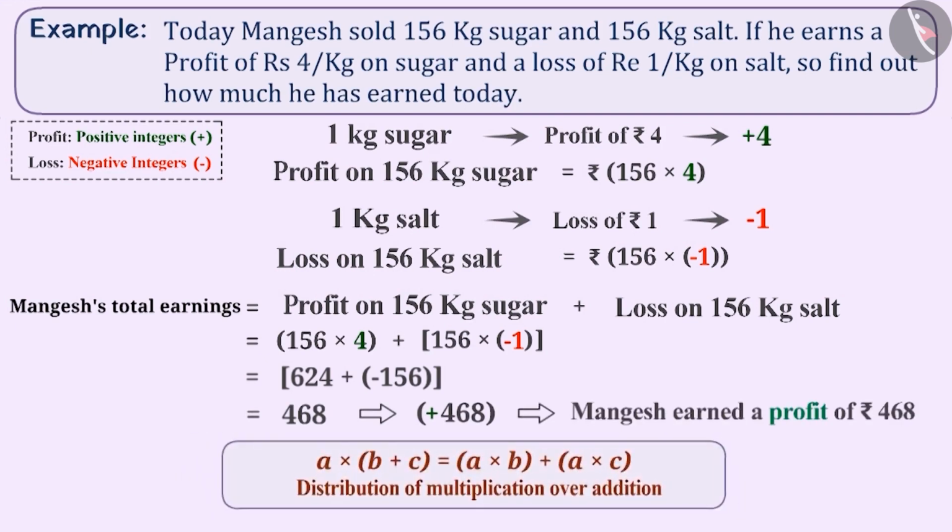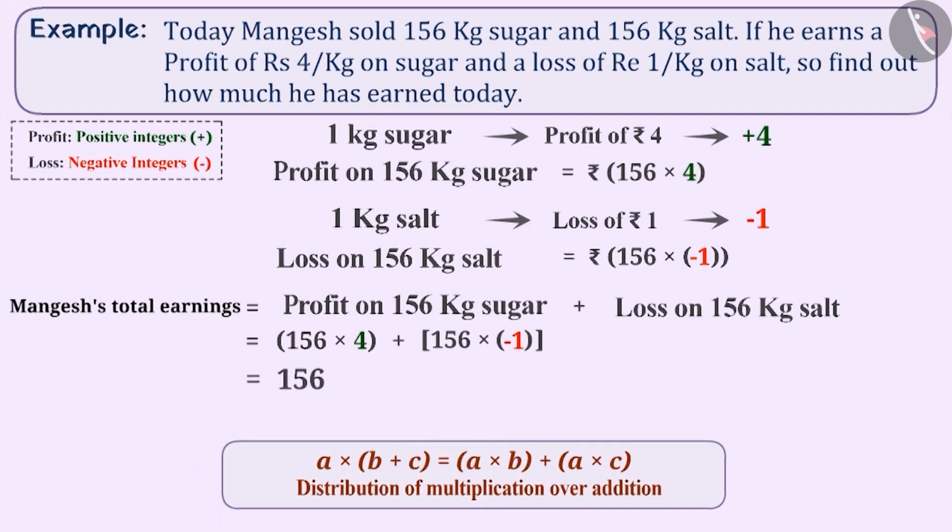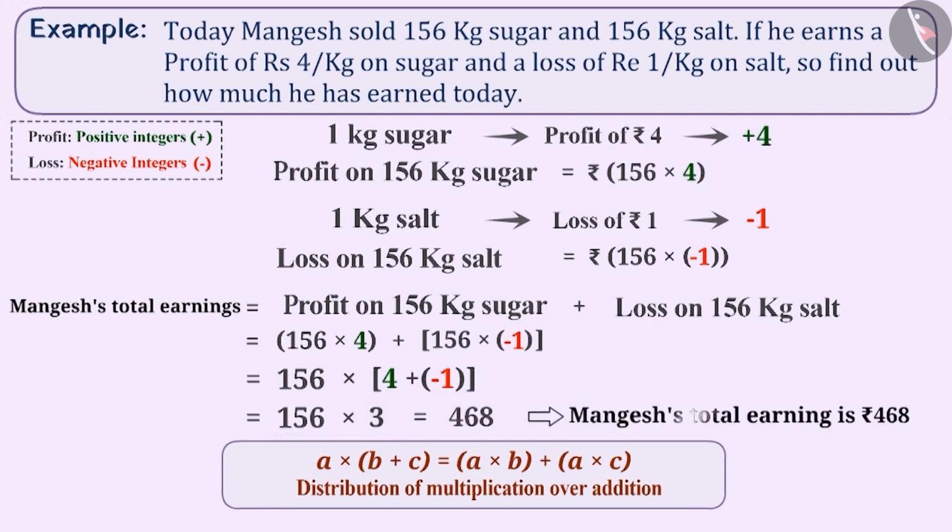We can make it even easier by using the distributive property. We can take 156 out of the bracket and keep 4 plus -1 in the brackets. Rupees 156 multiplied by 4 plus -1. Here the sum of 4 and -1 is 3 and 156 multiplied by 3 is equal to rupees 468. So Mangesh's total earning is 468 rupees.